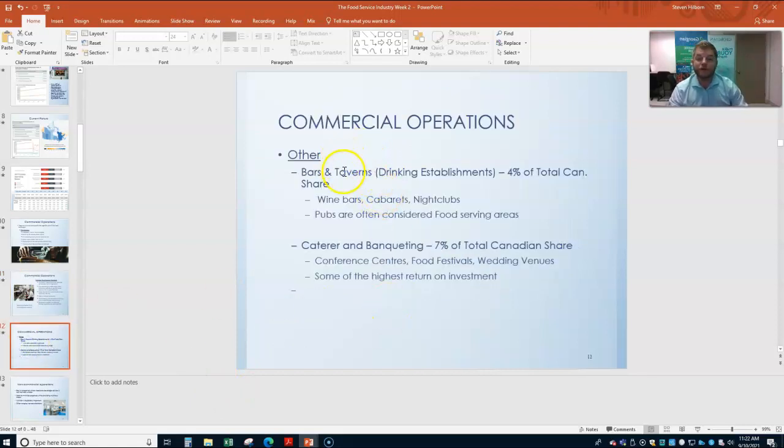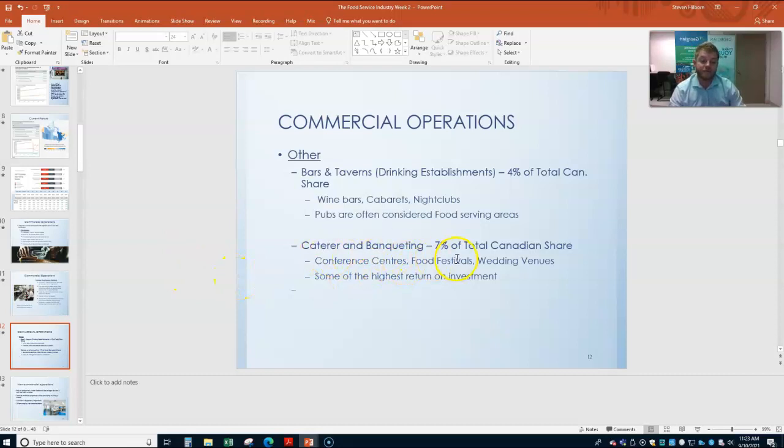Some of the other operators are bars and taverns. So this is the drinking establishments. It's 4% of the total Canadian share. And these are your wine bars and cabarets and nightclubs. The pubs are often considered as food serving areas, so they're considered as your full service restaurant.